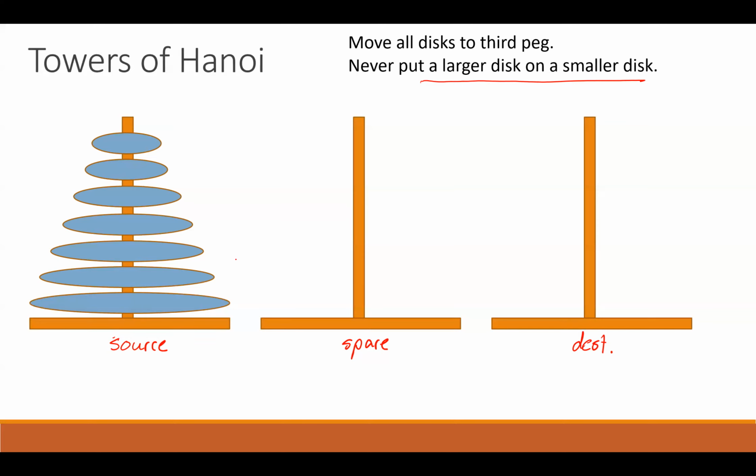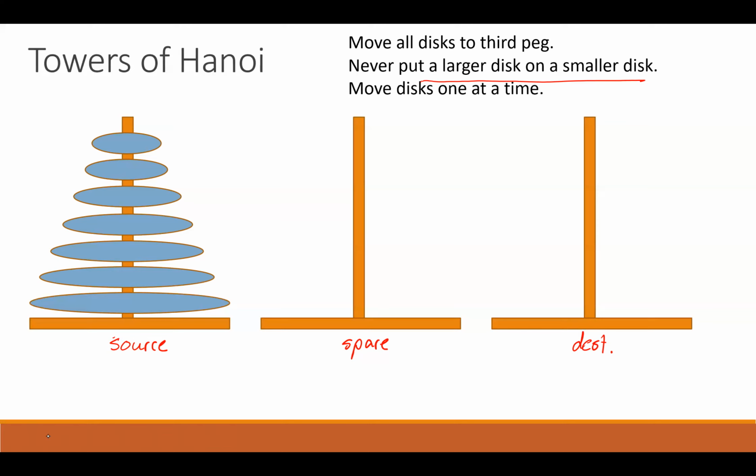You can solve this with a for loop iteratively if you just understand the structure of it, but we're just going to solve it simply using recursion. Move the disks one at a time. So those are the rules.